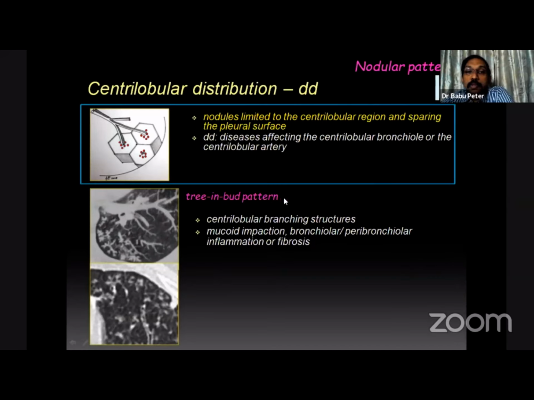The centrilobular distribution of nodules is mainly limited to the centrilobular region with sparing of the pleural surface. So basically, this occurs with diseases that involve the centrilobular bronchiole or the centrilobular artery, and which can be seen with either mucoid impaction or peribronchovascular inflammation or fibrosis. So this is the distribution of the nodules around the peribronchovascular areas.